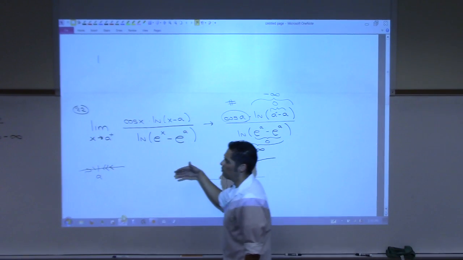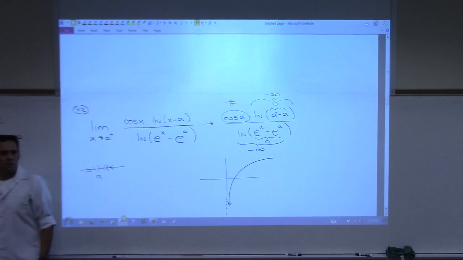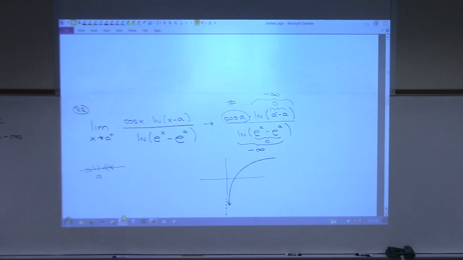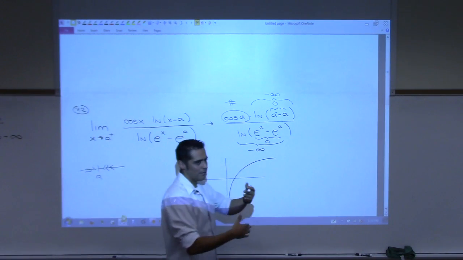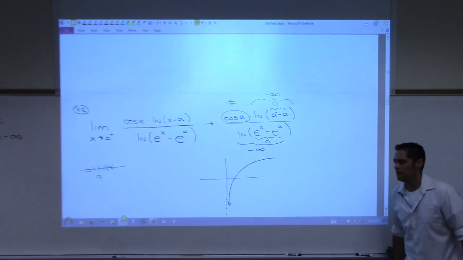Is that an indeterminate form? Yes. It's this one right here. It's infinity over infinity. By the way, I should add this. On this infinity over infinity, it does not matter if you have plus or minus. You can have positive over negative, negative over positive, negative over negative, positive over positive. All of them are indeterminate.